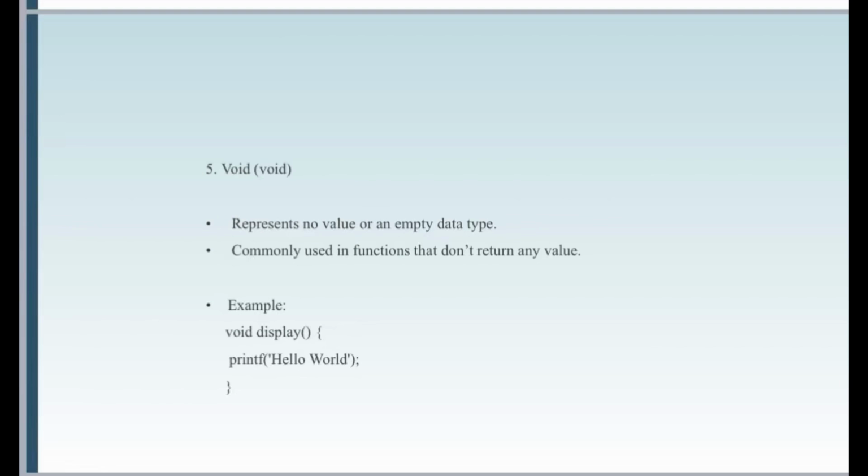The fifth one is void. Void represents no value. It means zero value, or it means empty data type. It is commonly used in functions that don't return any value. For example, void display, we have to print hello world.